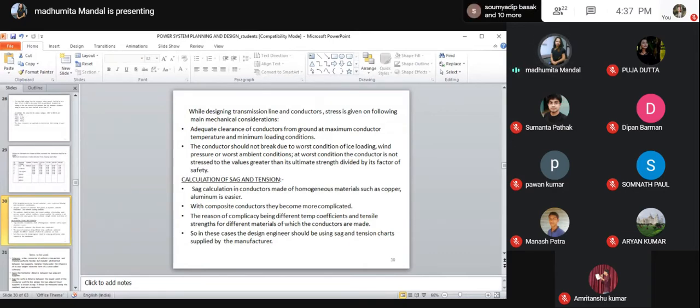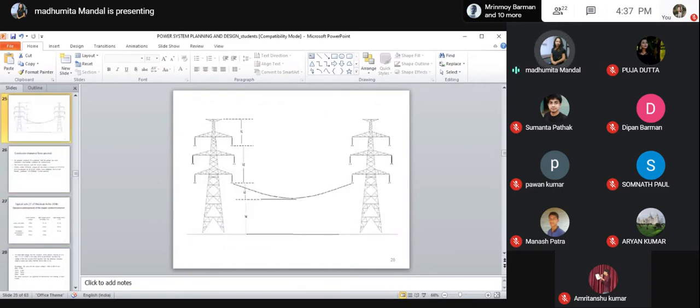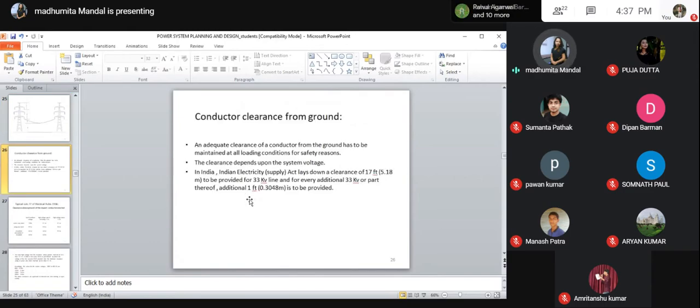Okay. Next is H3, that is maximum sag. So next we will have to calculate the sag and tension of the line. If we look at the previous figure, that was the ground clearance. Okay, now we also have to calculate the sag. What will this H3 be?